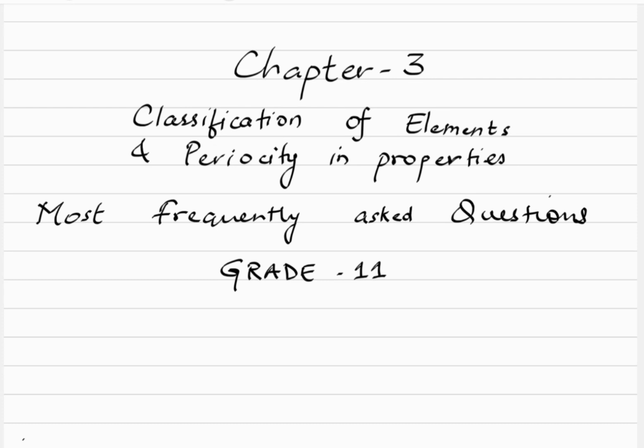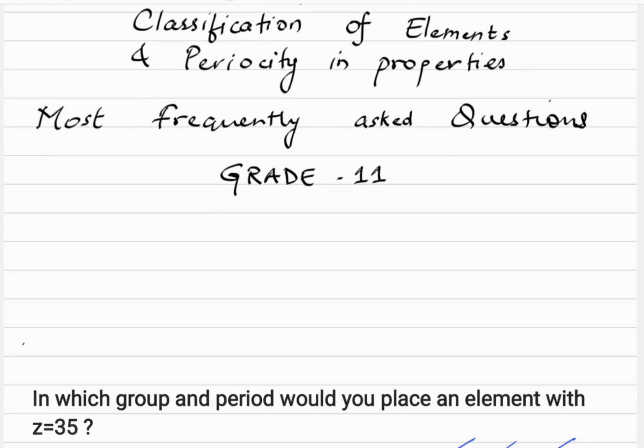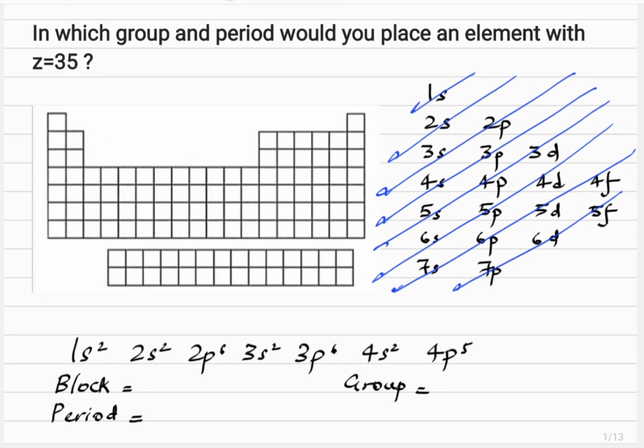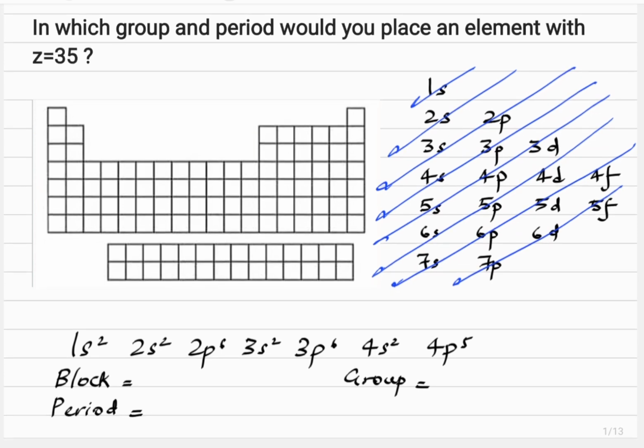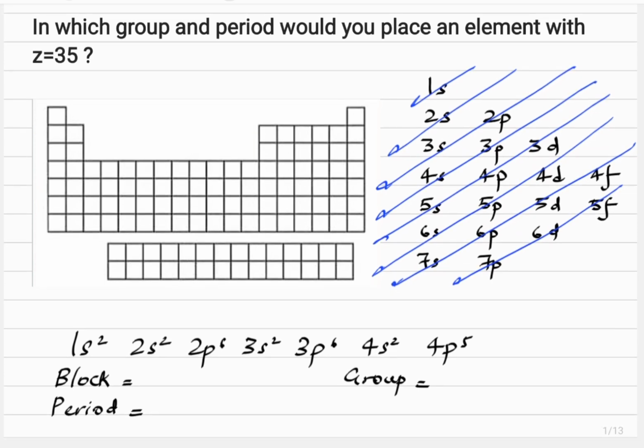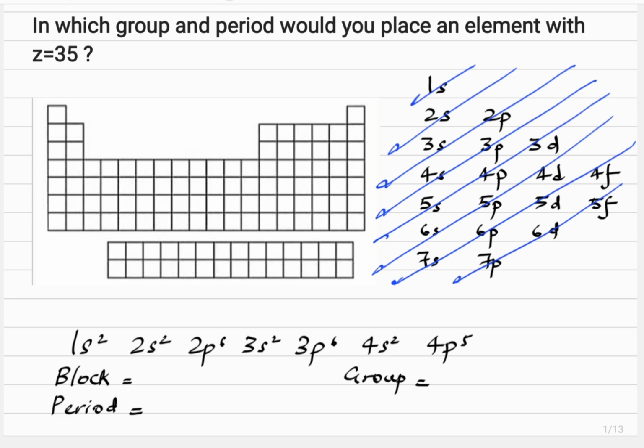In today's video, I'll be taking the most frequently asked questions from chapter 3 of grade 11, that is classification of elements and periodicity in properties. So let's get started. Our first question is, in which group and period would you place an element with Z equals 35, that is atomic number 35?